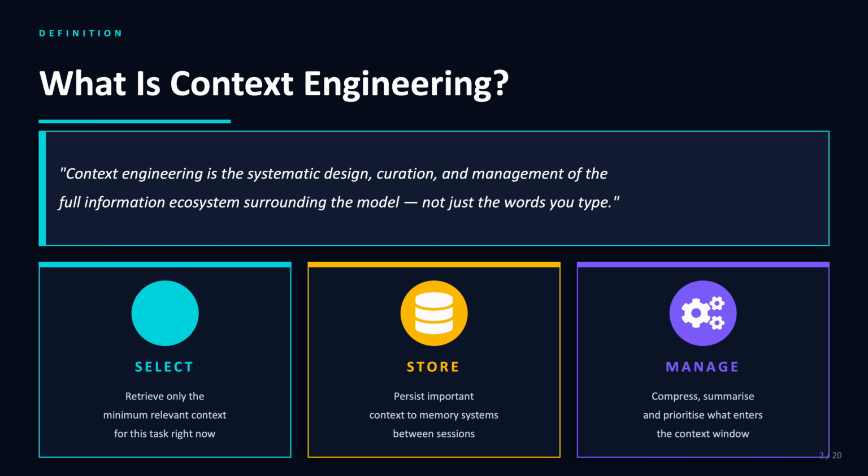It breaks down into 3 core disciplines, shown on the cards here. The first is select. Retrieving only the minimum relevant context for this specific task right now. Not everything you have. Not your entire knowledge base. Just what this task needs, at this moment.